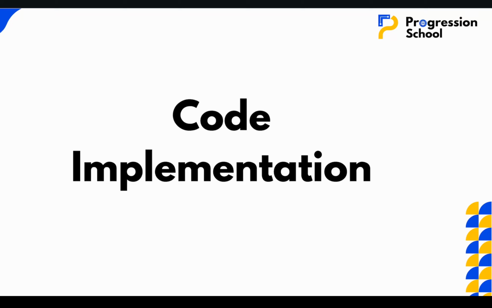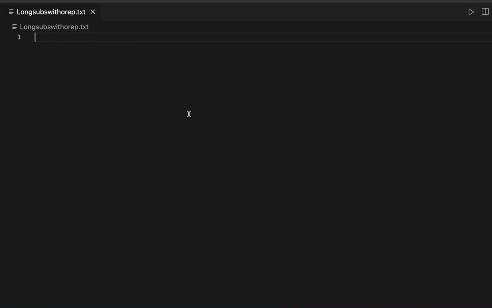In this video, we will see the code implementation. Now let's see the code implementation of the problem. So I will first take the example input and output. This is my string. So I will take one pointer j equals to 0.